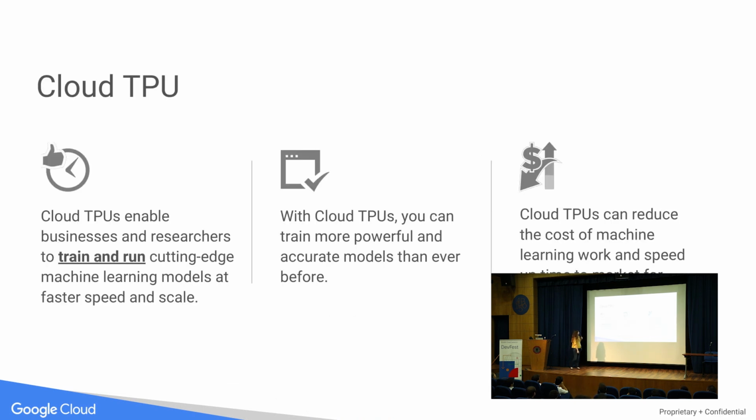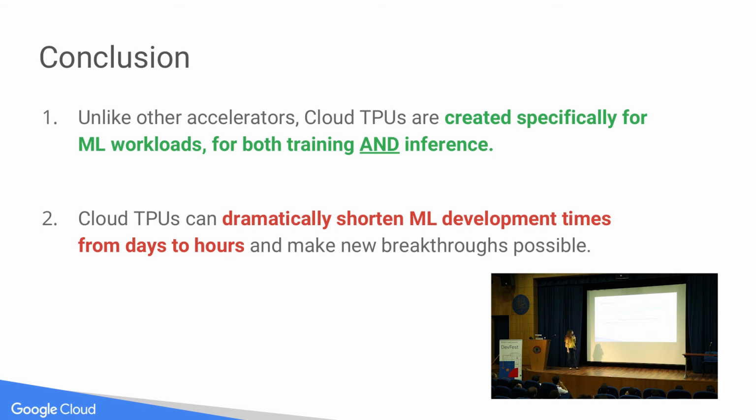So Cloud TPUs help to train and run cutting-edge machine learning models at very fast speeds. You can reduce the cost of machine learning work and speed up time to market for new AI applications, as you mentioned. So in conclusion, TPUs are really good for both training and inference, as we mentioned, and they can dramatically shorten ML development times from days to hours.